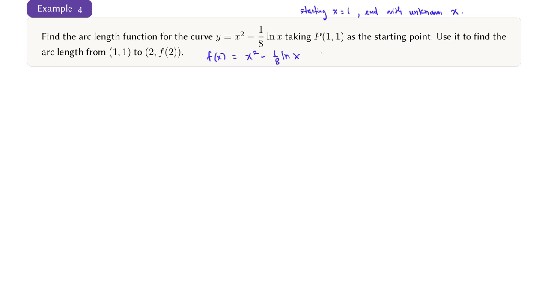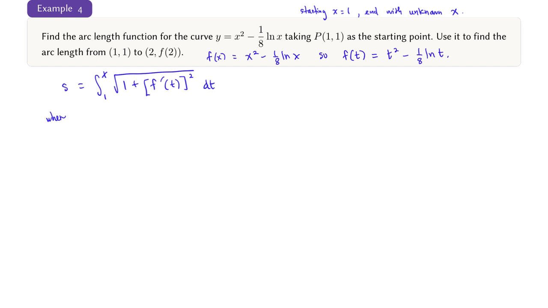In the arc length formula as a function, we need to rewrite f of x as f of t. f of t is therefore t squared minus 1 over 8 ln of t. The arc length function is s equals the integral from a, which is 1, to x, the square root of 1 plus f prime of t squared dt. But f of t is t squared minus 1 over 8 ln of t, and so f prime of t is 2t minus 1 over 8 times 1 over t.